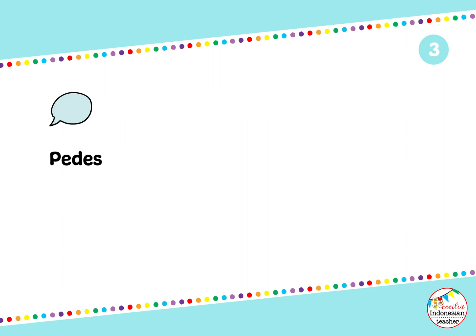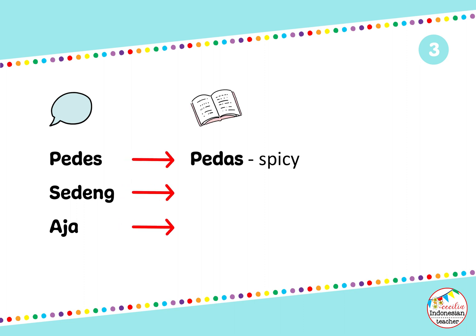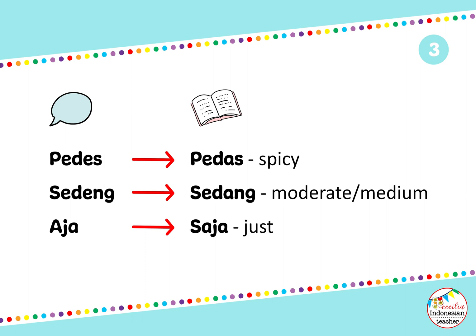These are words in this dialogue that are pronounced in conversation style. Pedes means spicy. Sedang means moderate or medium. In this dialogue, it means not too plain, not too spicy, just somewhere in between, just enough. Aja means just.